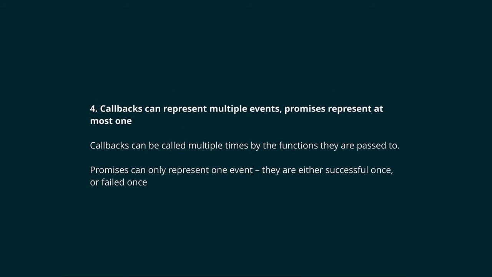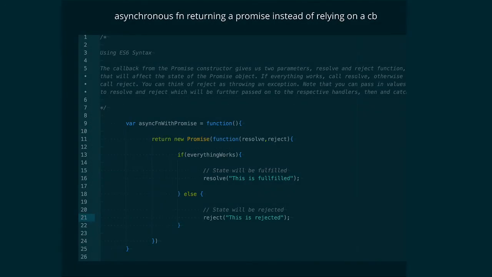Callbacks represent multiple events. Promises represent one event. And again, that's what makes it a lot easier to maintain your code. You're absolutely sure that only one thing has happened when you look at a promise.